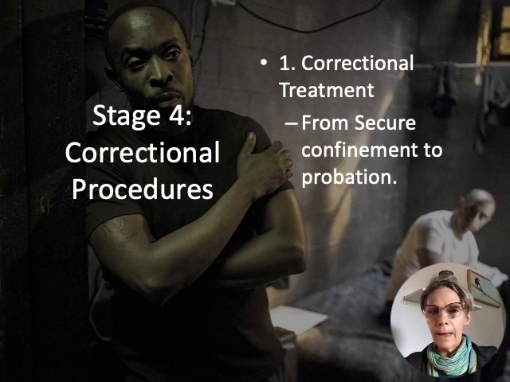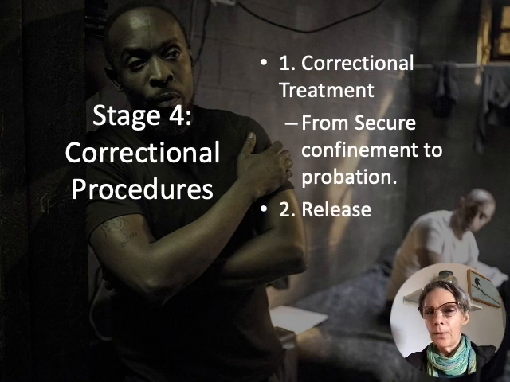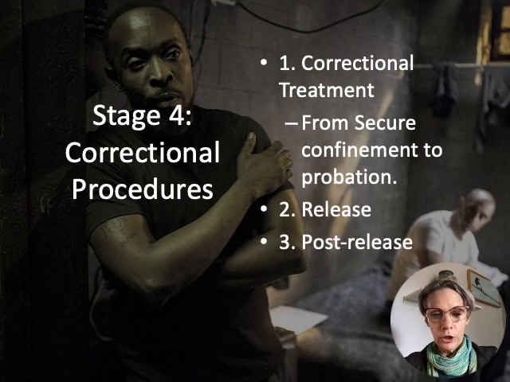And so there are 3 steps in this stage. The correctional treatment. The correctional treatment is any sentence that brings into the picture the correctional agency. So if you get probation, you have a probation officer; secure confinement, either in a jail if it's less than a year sentence, or in a state penitentiary or federal penitentiary for a longer period of time. And so the first step is that treatment.